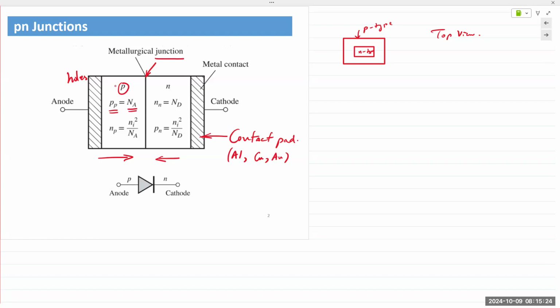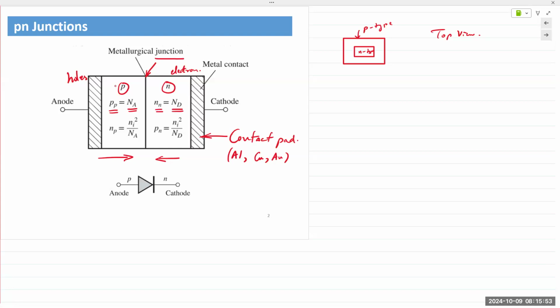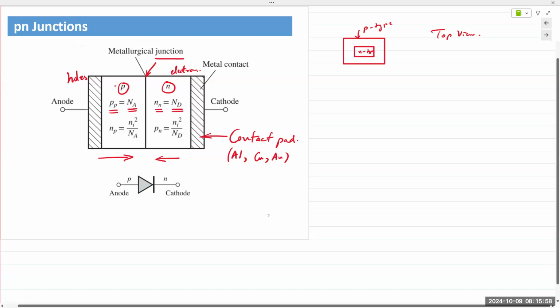And the opposite for the n-type material: you have a lot of electrons, and so you have a lot of donor atoms, so the total number of electrons from the donor atoms. The minority carriers on both sides would be the reverse, right? In a p-type material, you have holes as the majority carriers and electrons as the minority carriers. In an n-type material, we have electrons as the majority carriers and holes as the minority carriers.